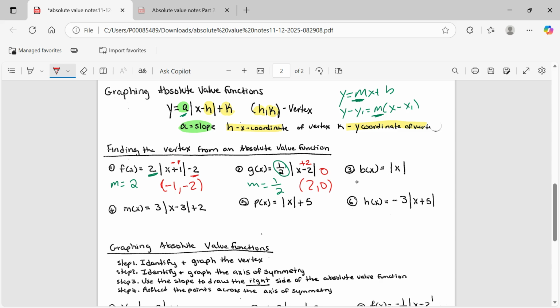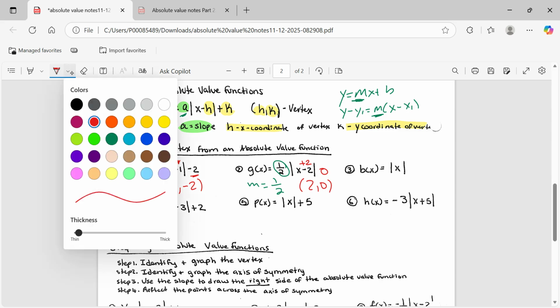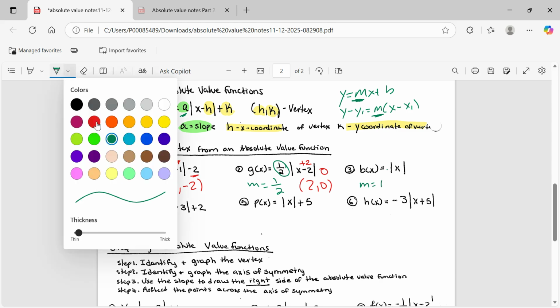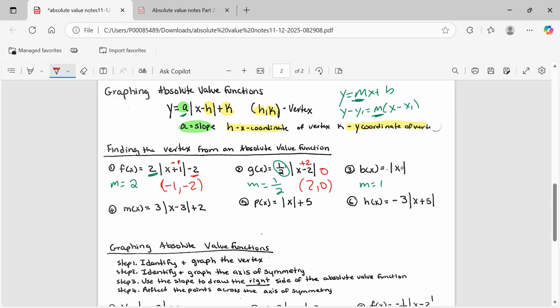This next one, b of x, my slope is going to be here in the front. I don't see a number, which means it's 1. And then my vertex is going to be here at 0, 0, because I don't see anything there. So my vertex is at 0, 0. I want you to pause the video, and you're going to try number 4, 5, and 6.